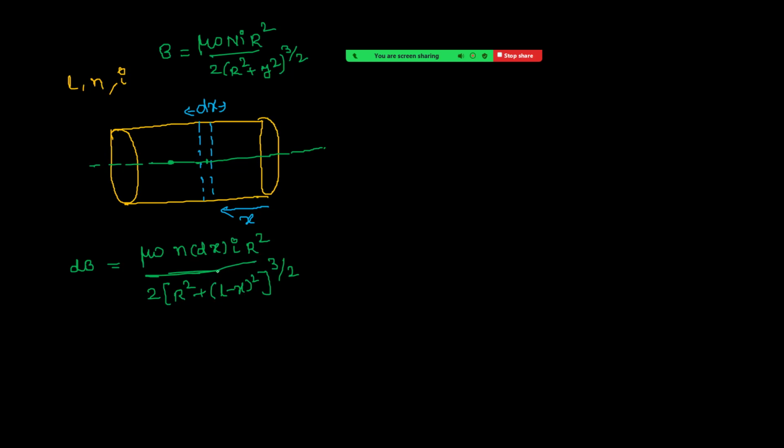This is now the strength of the magnetic field at this point because of this coil. Now, see the next point he's asking: integrate this expression under proper limits to find the field at the center of the solenoid. So like this, we have to consider all circular coils. Okay. Then see what we are doing here.